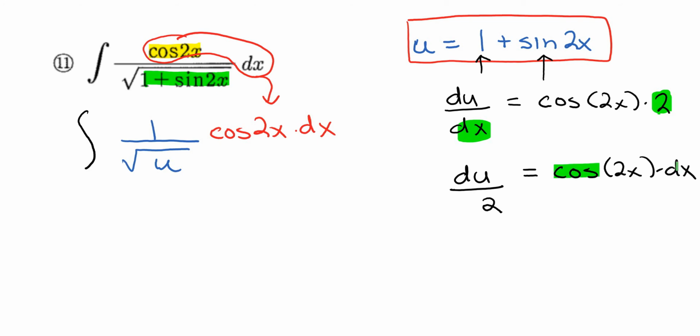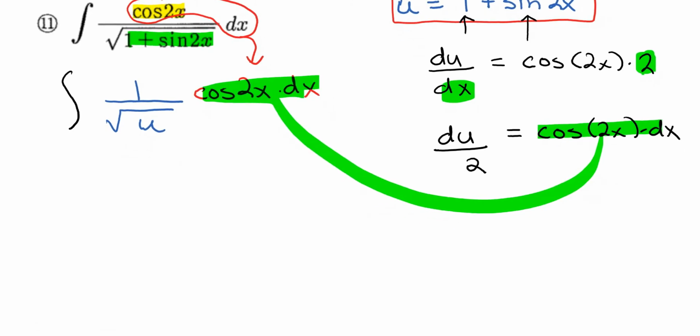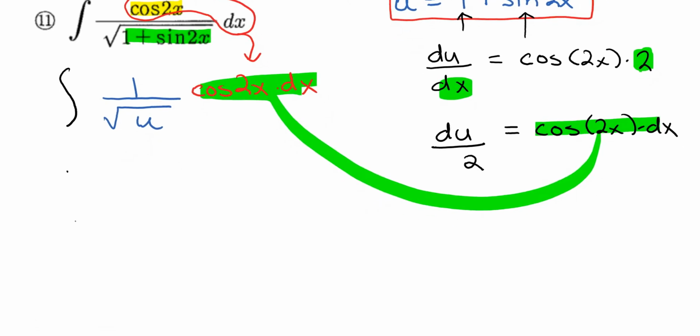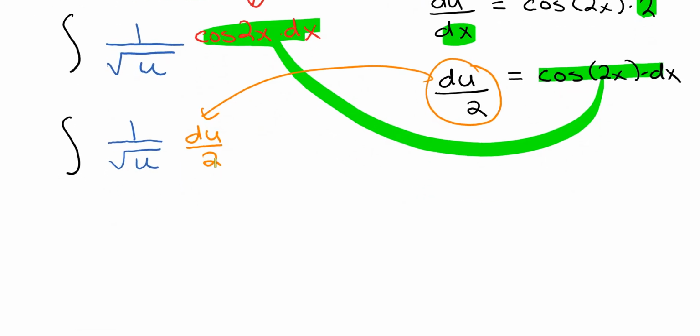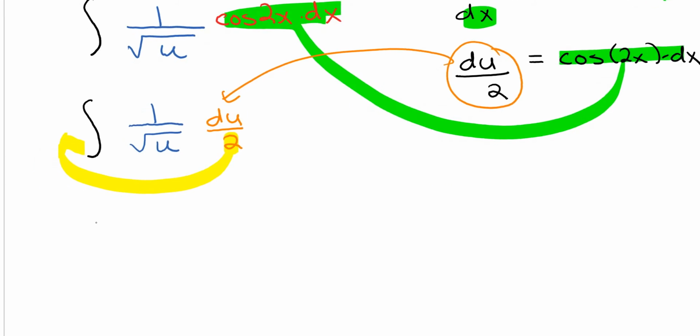And that looks good too, because the cos 2x times dx, I can see that over here, and now I can make a substitution step here. So the integral of 1 over the square root of u, and then I can substitute du over 2 into here. So this will be du over 2. And then let's rearrange this now. I can take this 2 and move it to the front. That's one of the integral properties, moving constants to the front. So that's going to be 1 over 2 times the integral of 1 over the square root of u times du.